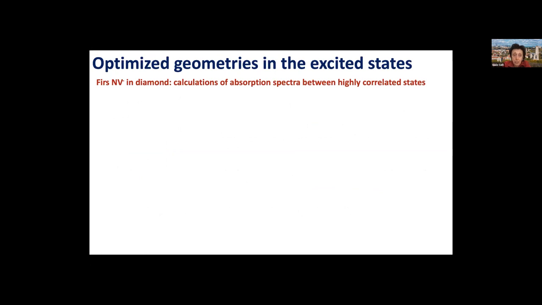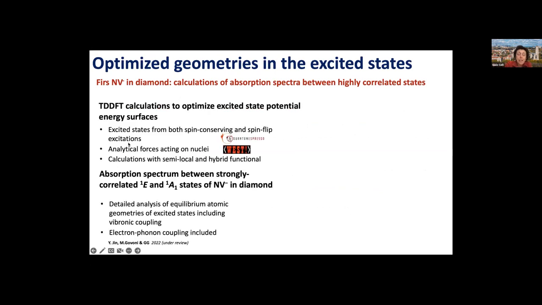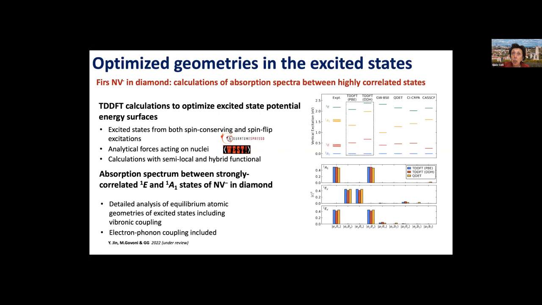And we have done this only for the NV minus in diamond right now. And we have done so with the spin flip time-dependent density functional theory with hybrid functionals. So the work is under review right now. And the first question is, okay, with spin flip TDDFT when you compute your geometry, you only have single excitations. Are these single excitations enough compared to your QDET, where you also have doubles and others?